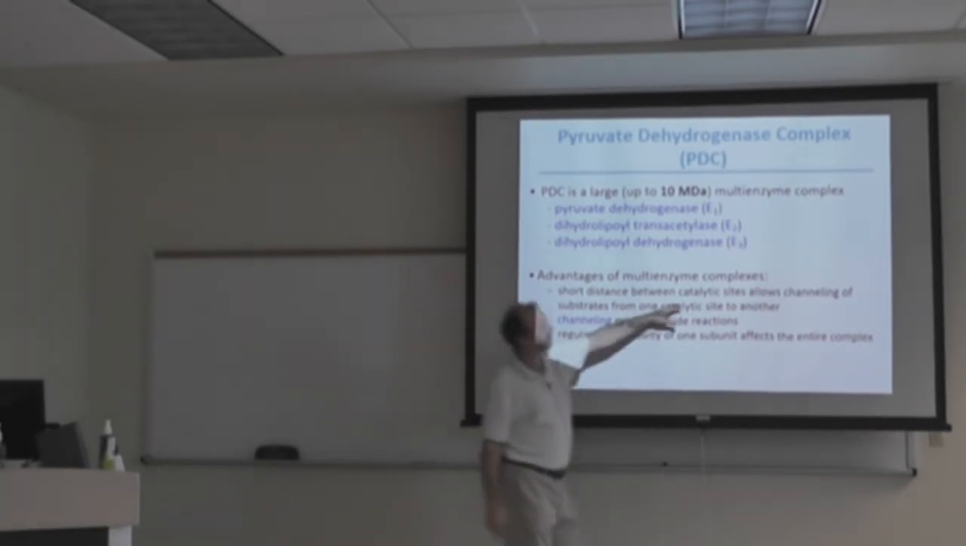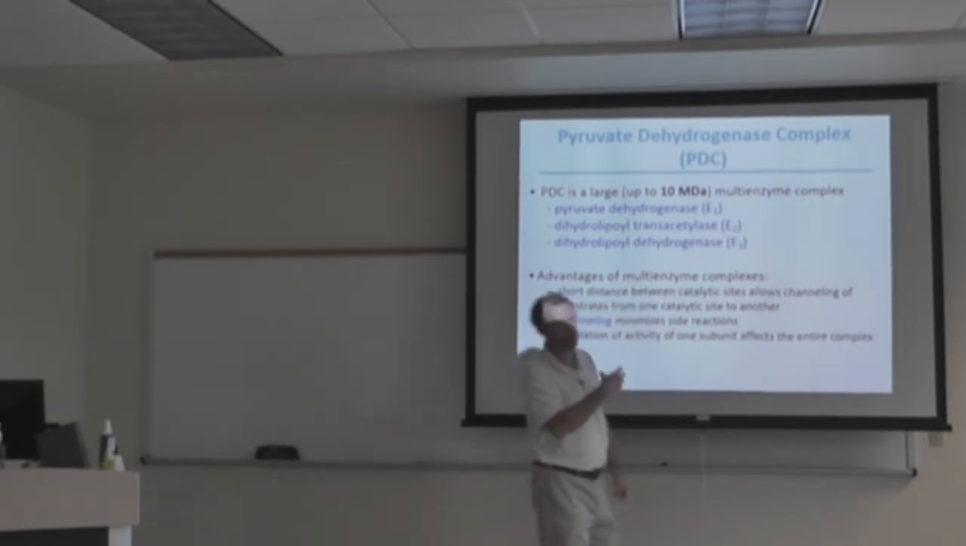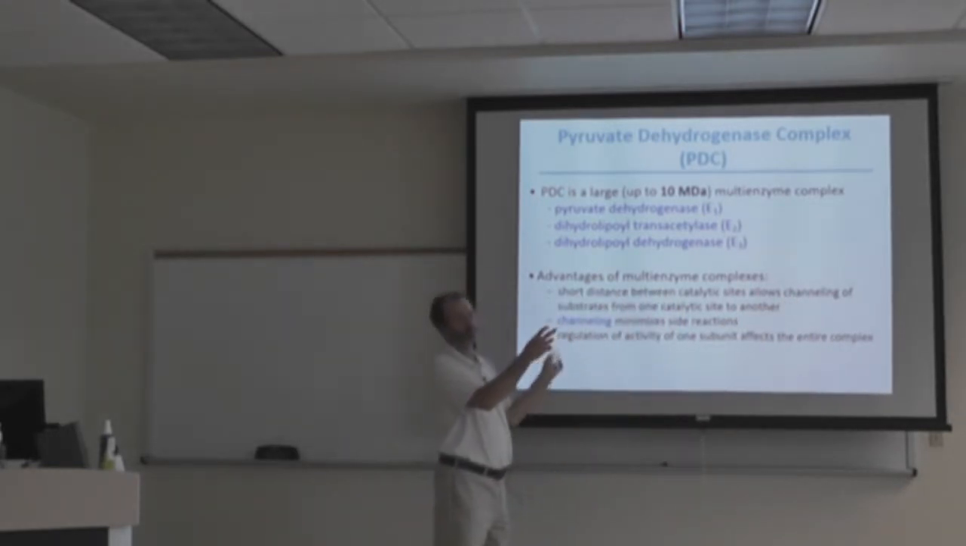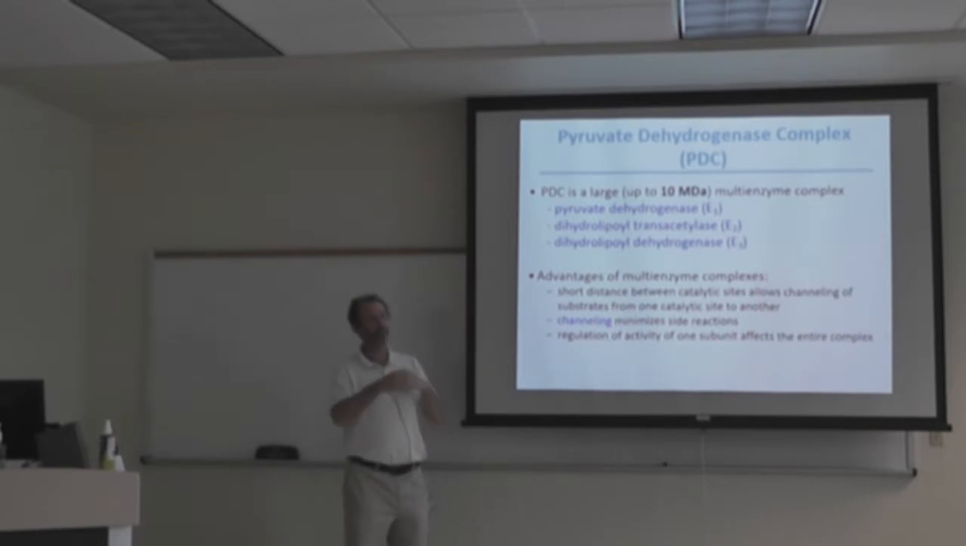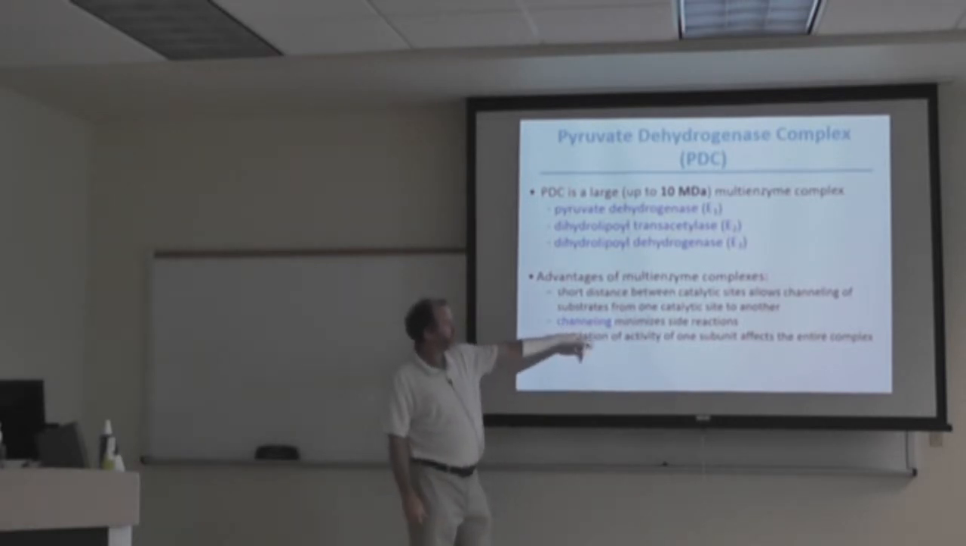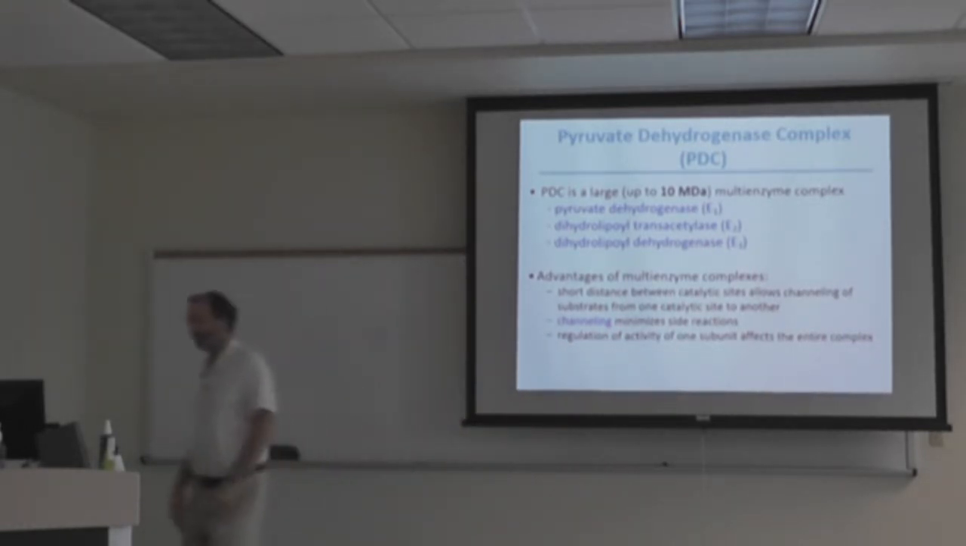So the advantage of the multi-enzyme complexes is you have short distances between catalytic sites. It's what is known as substrate channeling. You get one reaction and then it's really close in proximity, so it's just channeled to the next reaction and then the next reaction. So you don't end up getting diffusion of that product somewhere else and having side reactions or losing that product. It minimizes side reactions. Regulation of activity of one subunit affects the entire complex, right? So no reason to have the other things active if you want to shut down the complex or increase it.